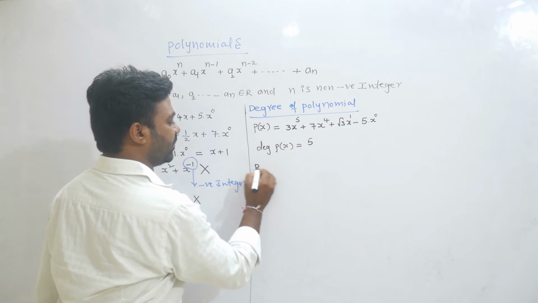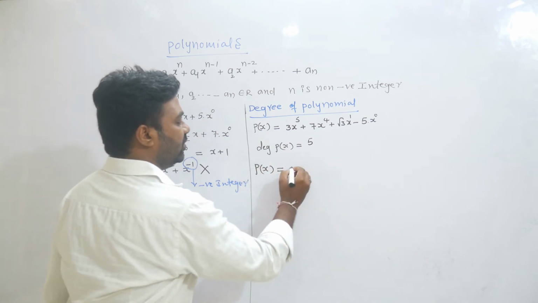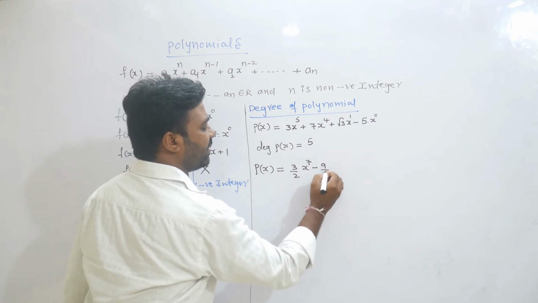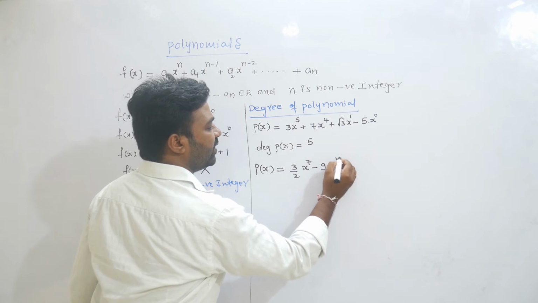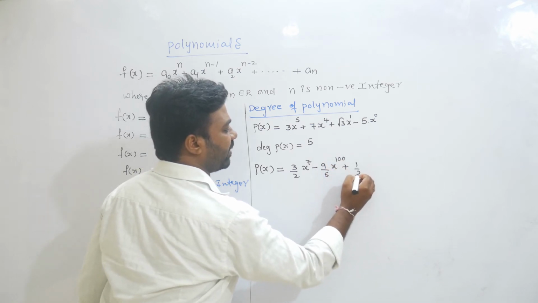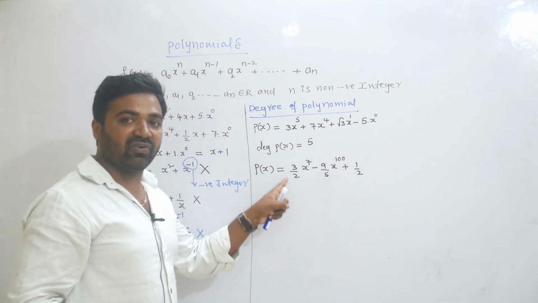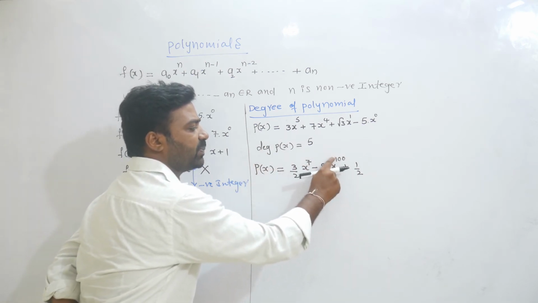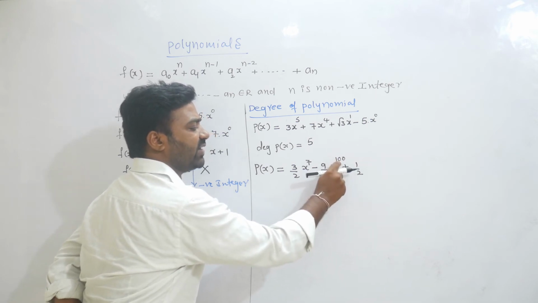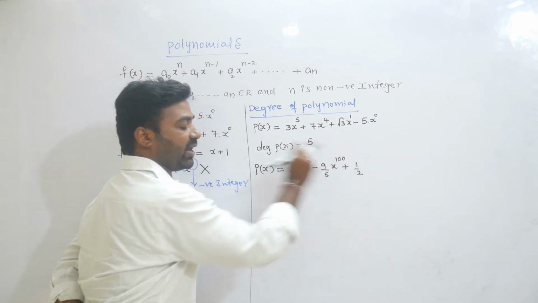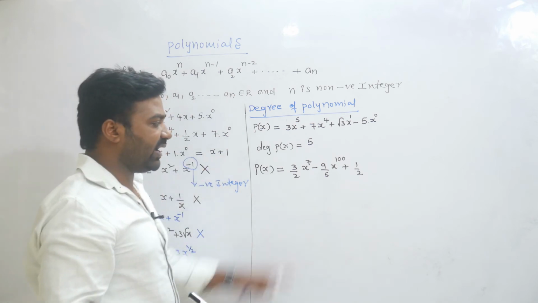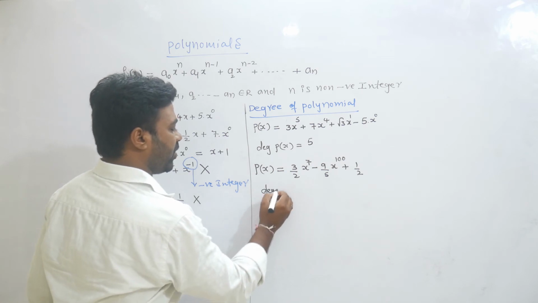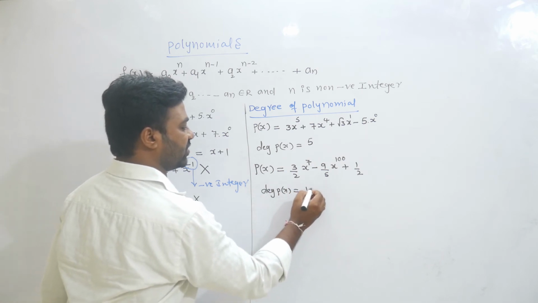Next, one more example. p of x is equal to 3 by 2 into x power 7 minus 9 by 5 into x power 100 plus 1 by 2. Now it is also a polynomial. What is the degree of this polynomial? x power 7, x power 100, and here a constant only. So x power 100, 100 is the highest power. That's why the degree of this polynomial is 100. Degree of p of x is equal to 100.